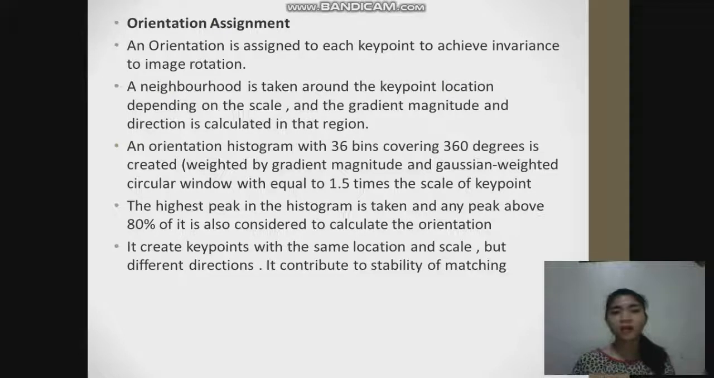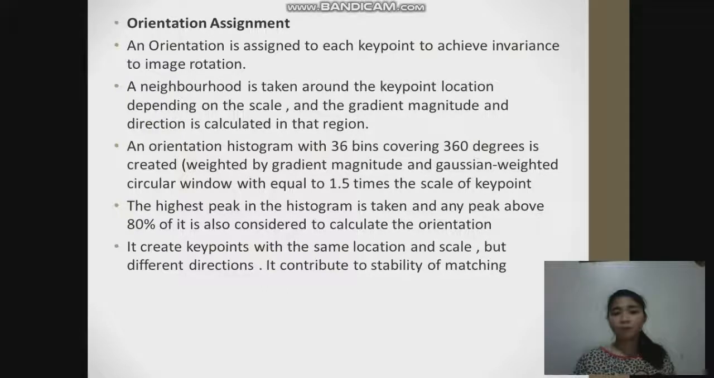Orientation assignment. Orientation is assigned to each key point to achieve invariance to image rotation. A neighborhood is taken around the key point location depending on the scale. The gradient magnitude and direction is calculated in that region. An orientation histogram with 36 bins covering 360 degrees is created, weighted by gradient magnitude and a Gaussian weighted circular window with sigma equal to 1.5 times the scale of the key point.